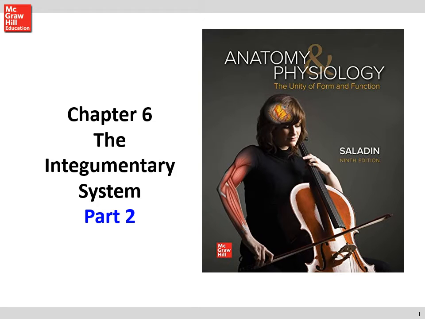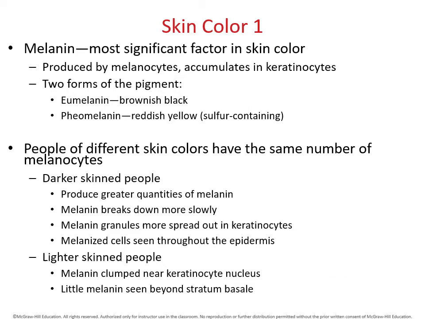Welcome back to Chapter 6, the Integumentary System. In Part 1, we covered the epidermis, the dermis, and the hypodermis. So what we'll do in the last part of this particular chapter is take a look at the melanocytes a little bit further. I also want to discuss different clinical applications, such as different types of skin cancer, as well as some of the effects that burns can have on the skin, as well as its accessory glands. So let's go ahead and see what part 2 has in store for us.